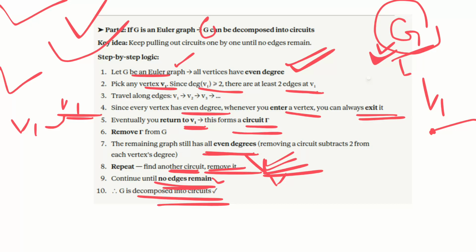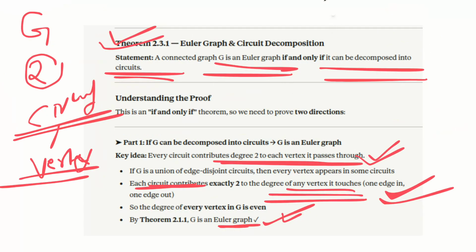Let's say it's T, and I remove the circuit T from G. The remaining vertices all still have even degree. Removing a circuit means I am subtracting 2 from each of the vertices' degree. I will repeat removing circuits until there are no edges remaining. In this way I have decomposed the Euler graph G into different circuits. This is how we are going to prove this theorem.